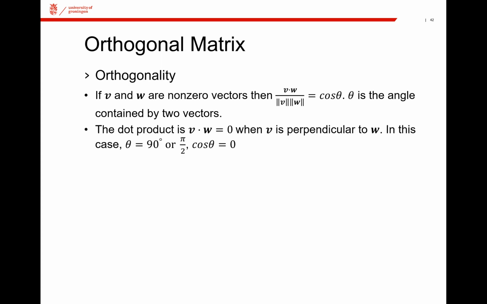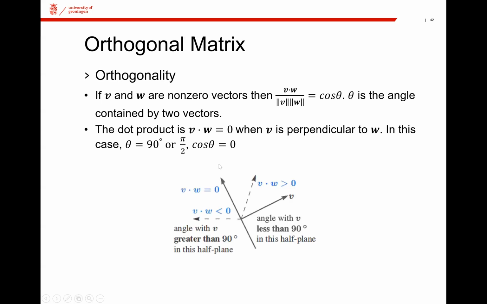The dot product is 0 when these two vectors are perpendicular to each other. In this case, theta will be 90 degrees or pi divided by 2. So the cosine theta will be 0. And we can look at this graph here. So this vector is the vector v. If the vector w is this vector, then they are perpendicular to each other. So the angle here is 90 degrees.